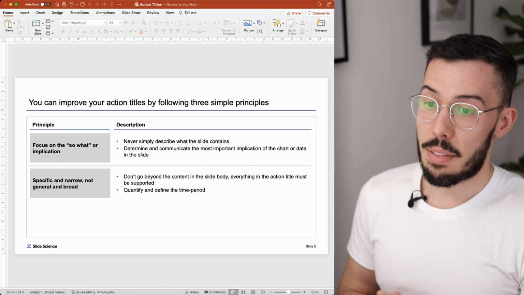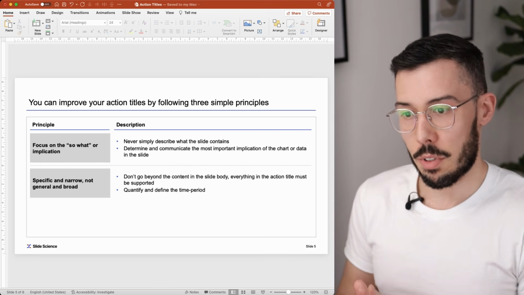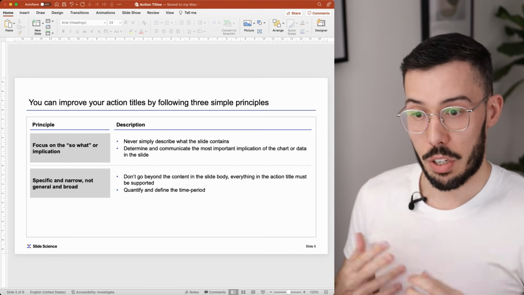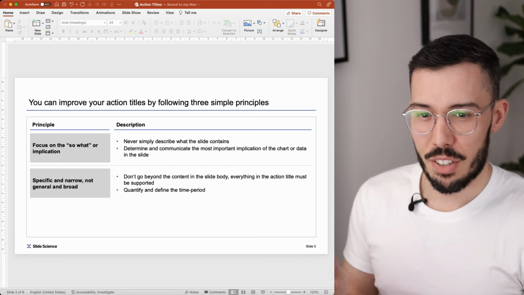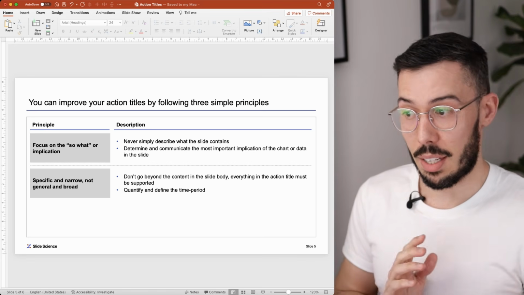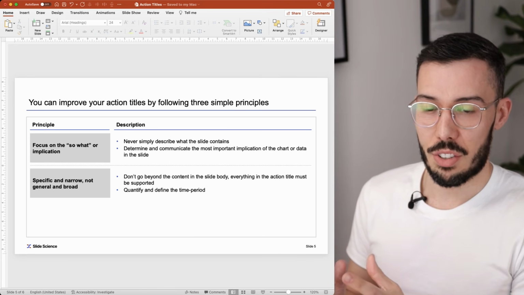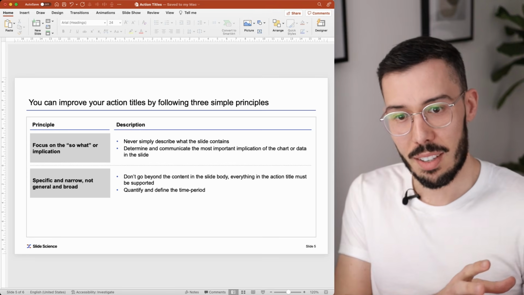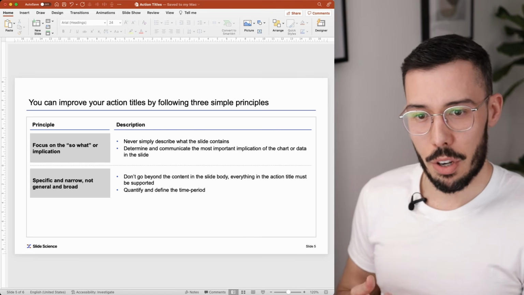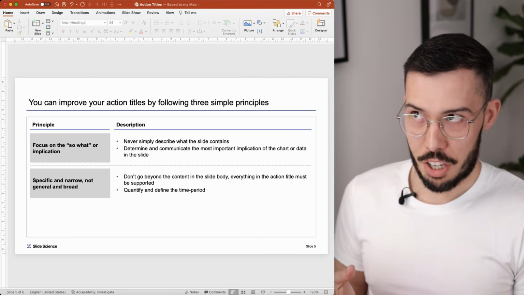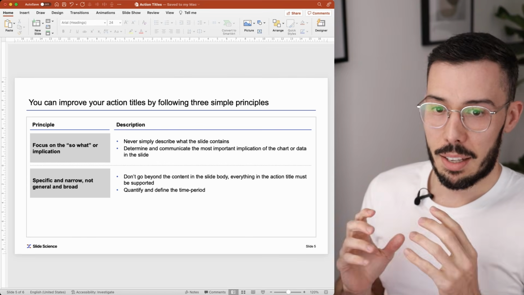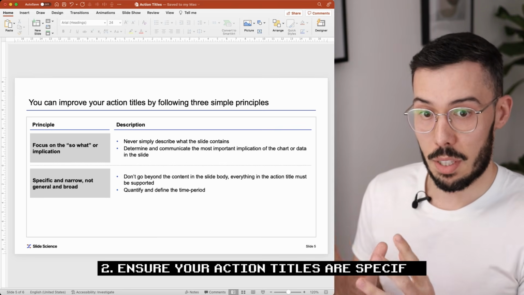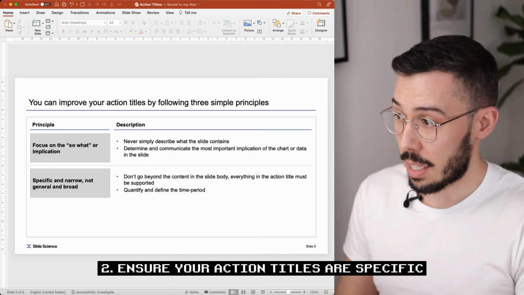Don't go too broad. And the other thing is, be very specific in terms of quantifying where you can quantify and defining time periods where you can as well. The way I tend to think about this is there's a really interesting parallel between writing these action titles, making sure they're specific and narrow, and setting goals. I always think in my mind of that SMART framework: specific, measurable, achievable, realistic, and time-bound. I think about those types of things when I write my action title, and that ensures that they are really specific and really punchy. That's the second principle.